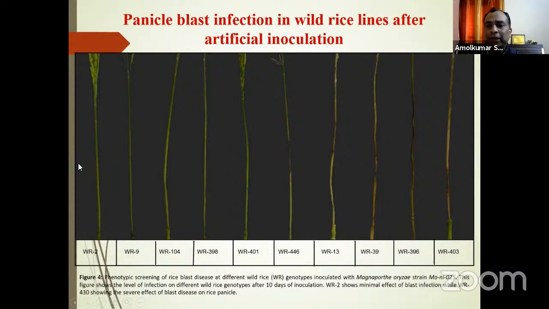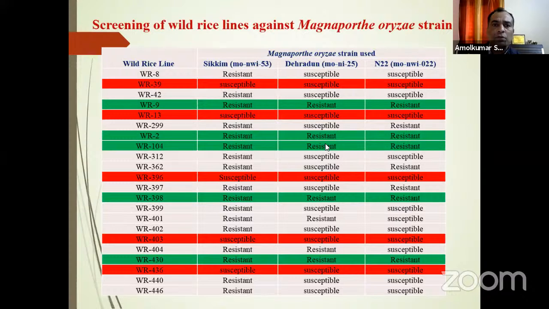So like this we can get patterns, and here we did not check with only one strain. We checked all these lines with 3 different strains, that is Sikkim, Dehradun and N22. Okay, and we identified where we got susceptibility with all 3 strains, we called it susceptible, and where we got resistance with all these strains, we called it a resistant line. So now our future plan is to check all these lines with more virulent strains of Magnaporthe, so that we can get the best line to cross with and to get important genes.